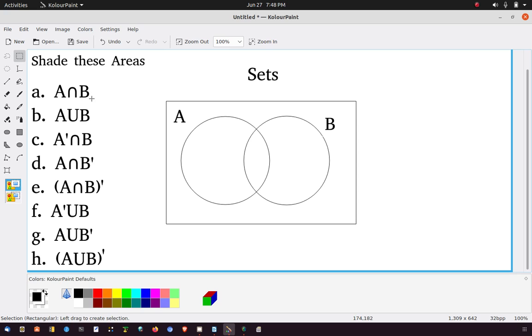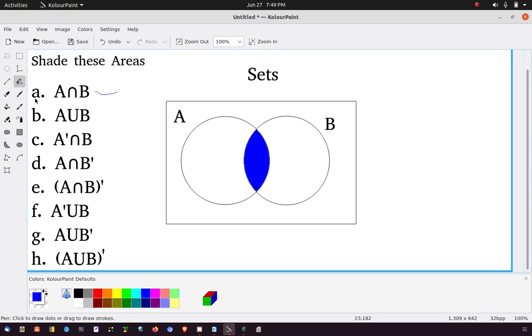A intersect B would be the area that overlaps both A and B. So if I should shade that area, and to shade that area, it would be this. So that's A intersect B. All right? So you see that A intersect B. Okay, so that's done.